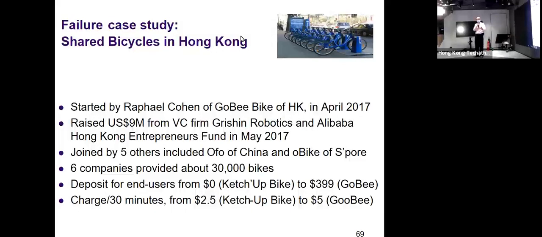Now, somehow $9 million was invested into the company by venture capitalists, Alibaba Hong Kong, a very famous fund. They were joined by five others in Hong Kong, including Ofo of China and Obike of Singapore. So totally six companies in Hong Kong doing it. There is a total of something like 30,000 bikes in Hong Kong.